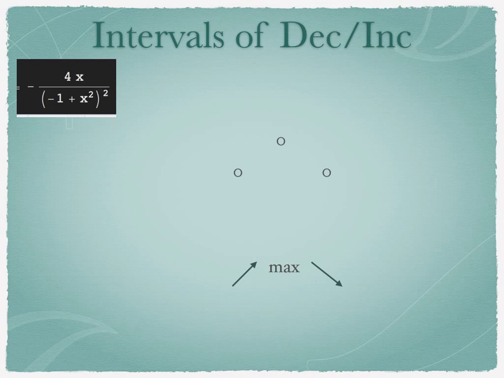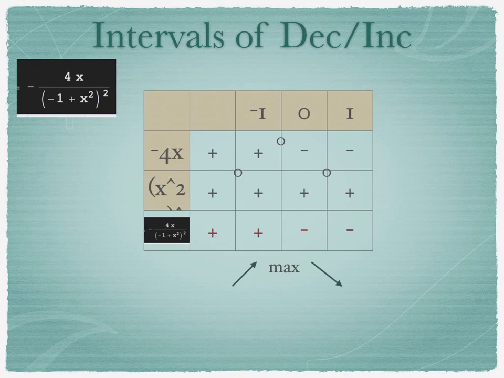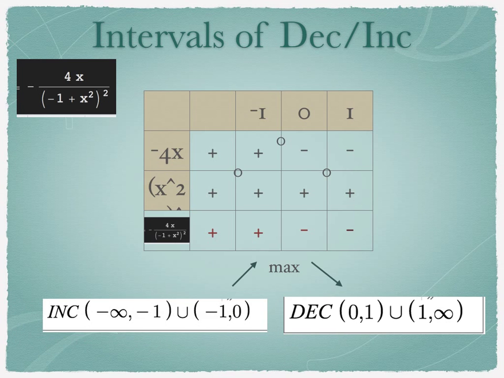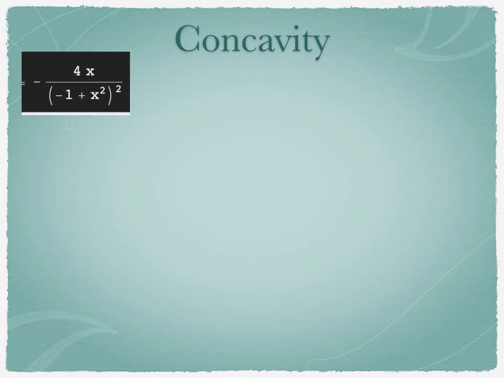Now we need the intervals, so we use a sign chart. When we use a sign chart, as we can see, we have positive, positive, negative, negative. As you can see, we have a maximum. It goes from increasing to decreasing, so we have a maximum at 0 and 0. So for the intervals of increasing, we have negative infinity to negative 1, negative 1 to 0. So our left side of the graph would be increasing, and for decreasing, we have 0 to 1, 1 to infinity, which is the right side of our graph.